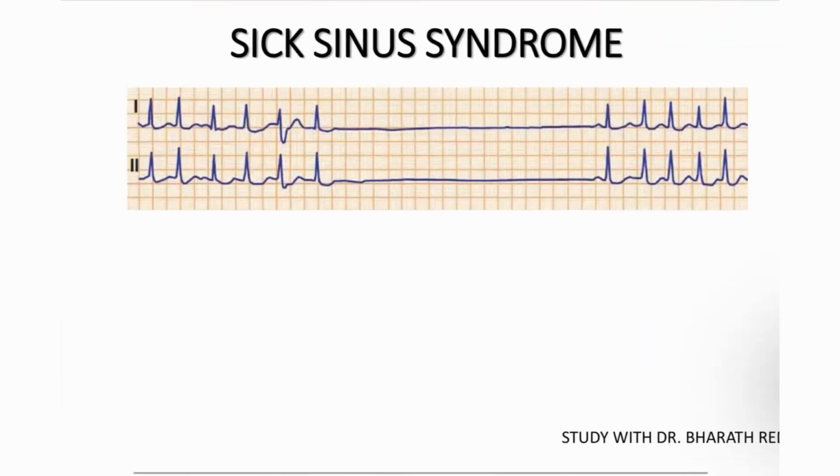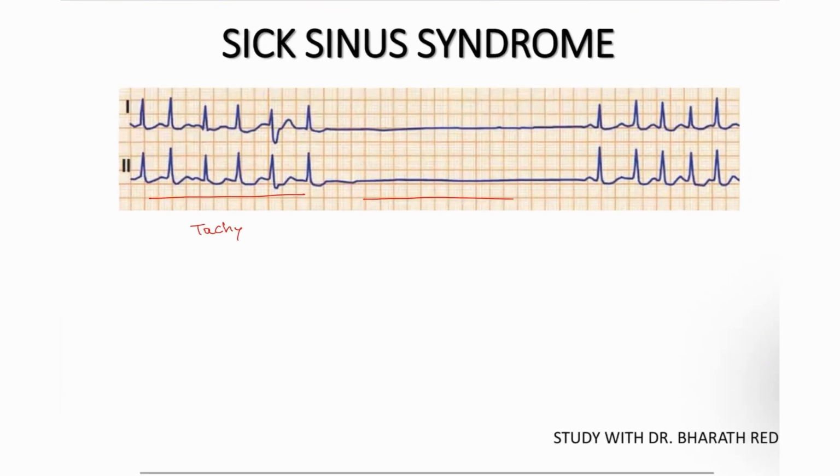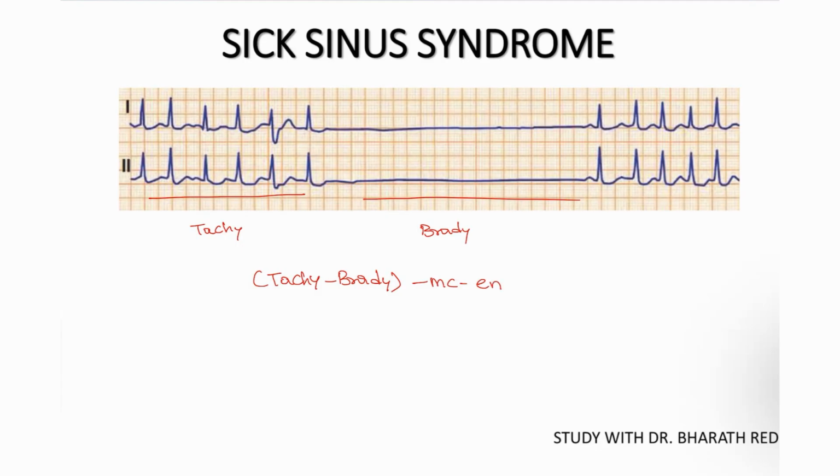Next, moving on to the sick sinus syndrome. What is the sick sinus syndrome? Sick sinus syndrome is tachy-brady syndrome. This is tachycardia and this is bradycardia, right? So when tachy and brady are seen together, it is considered sick sinus syndrome. What is the most common cause for this one? Endocrinopathy is the most common cause for this patient.